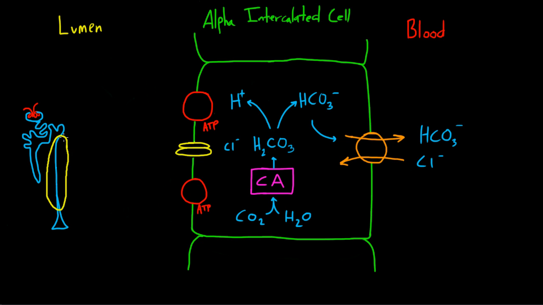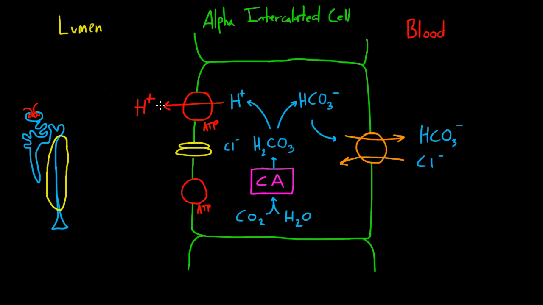So cortical collecting duct and also medullary collecting ducts. In this segment, we have a type of cell called the alpha intercalated cell. So these cells are special in that they have these hydrogen ion pumps right here. These pumps use energy in the form of ATP to pump hydrogen ions out into the lumen.